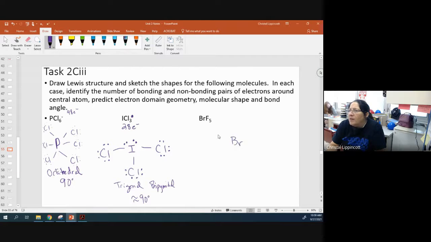So BrF cannot expand its octet. So there's no way that F can be the central atom here. If you're working ahead, there's a typo on the next page. Okay, and then this guy, at this point, I would have 7 times 6 is 42 electrons to place. I have 40 electrons placed.